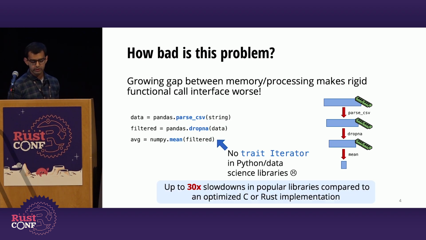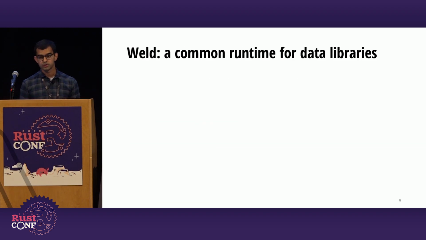And for these kinds of workloads, we found up to 30x slowdowns in popular libraries such as NumPy, Pandas, TensorFlow, all these data analytics libraries that you hear about, compared to an optimized C or Rust implementation. So if I were to take the same application and write it in C, there would be this huge gap between what people actually use today and what the hardware is actually capable of. So Weld is a common runtime for data analytics libraries that attempts to tackle this problem.